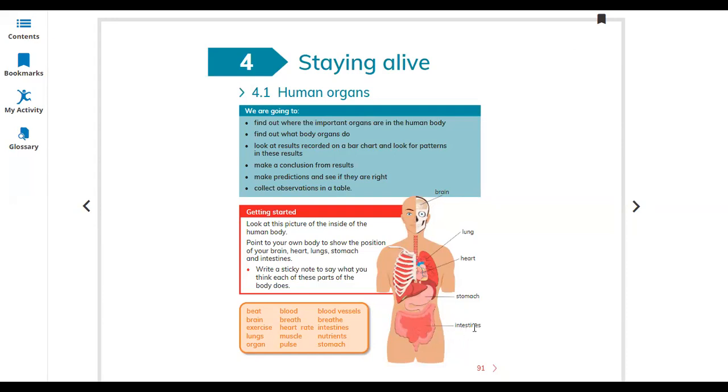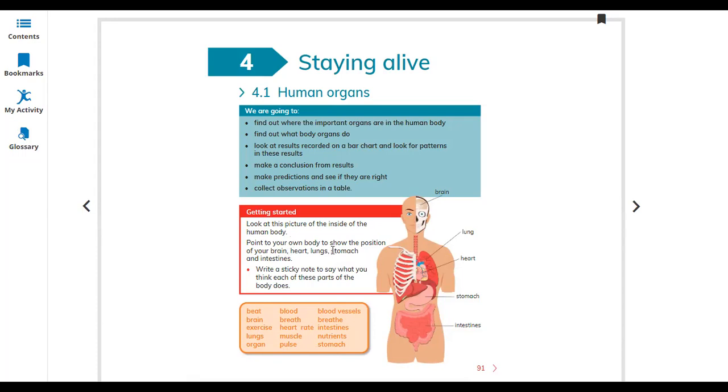And number 5, intestine. There are some vocabulary words: beat, blood vessels, brain, breath, breathe, exercise, heart rate, intestine, lungs, muscles, nutrient, organ, pulse, and stomach. These vocabulary words you are using in this lesson. So look at the picture of the inside of a human body. You can see inside of the human body.